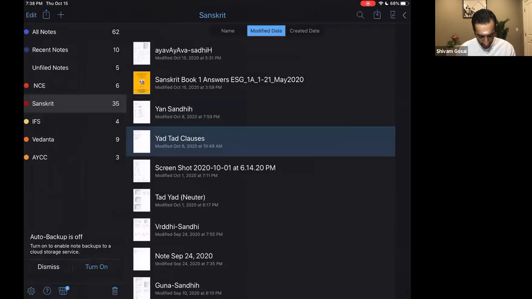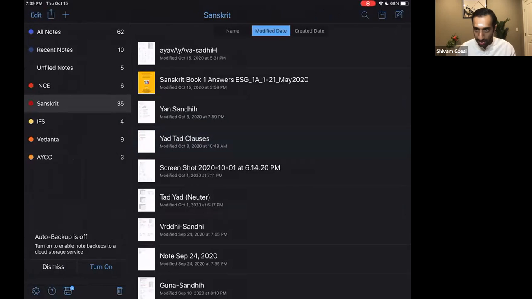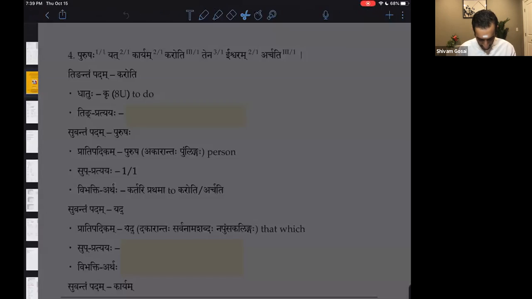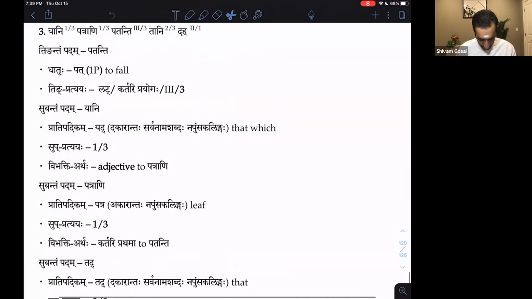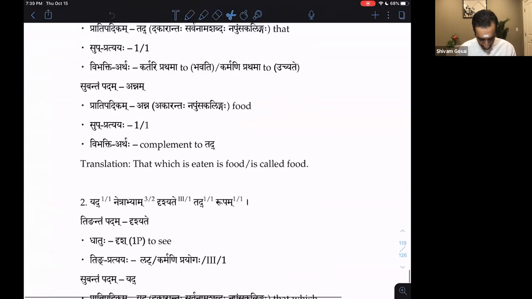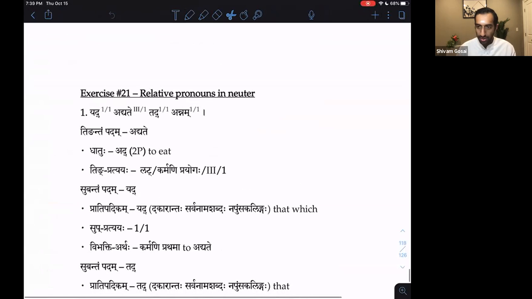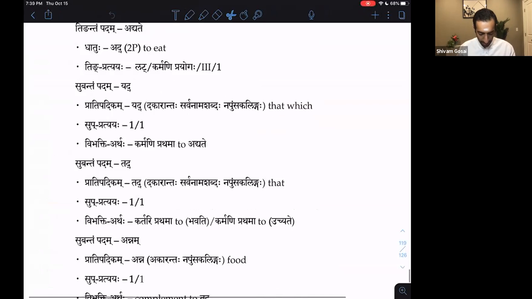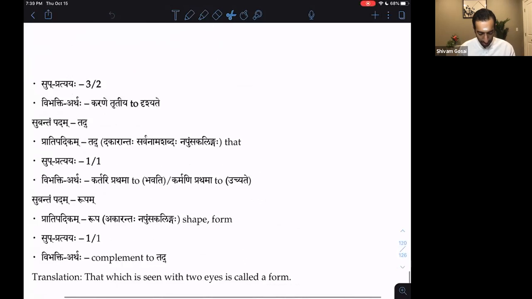No, that is not correct. It is exercise number, let me find it here. Exercise number 21 in the back of your book. Relative pronouns and neuter. We've seen some of these. This is on your page 179, page 179. Let's skip all the way to number 4.